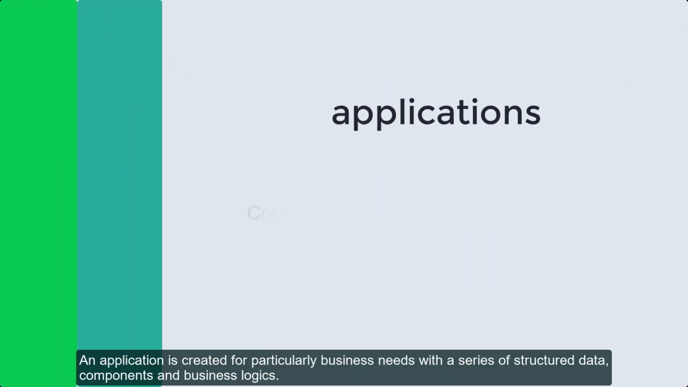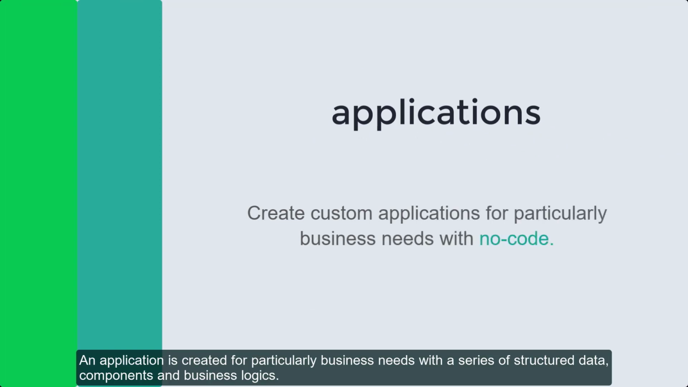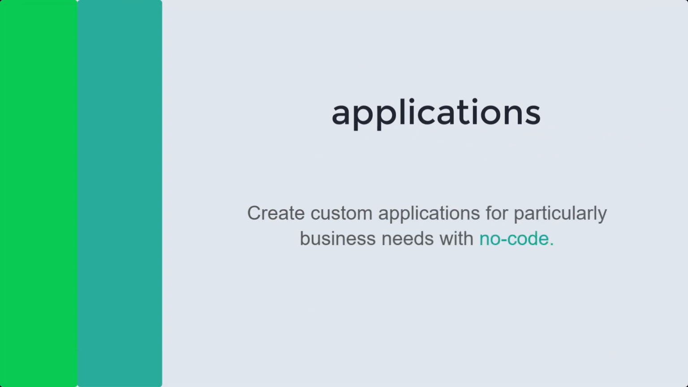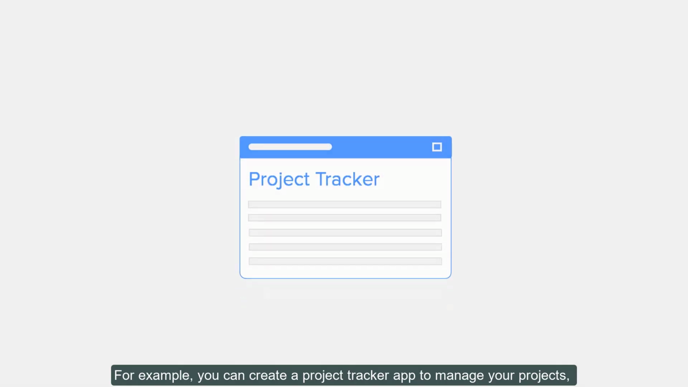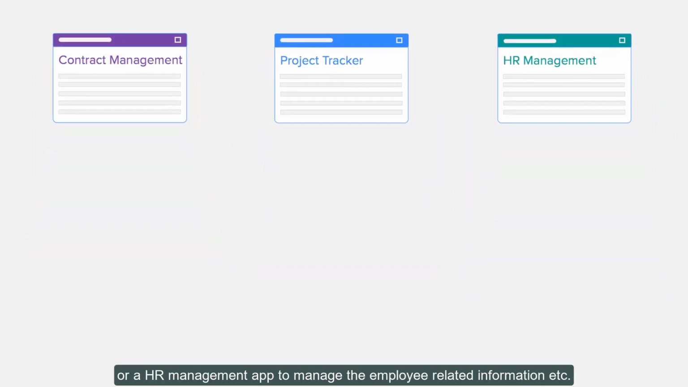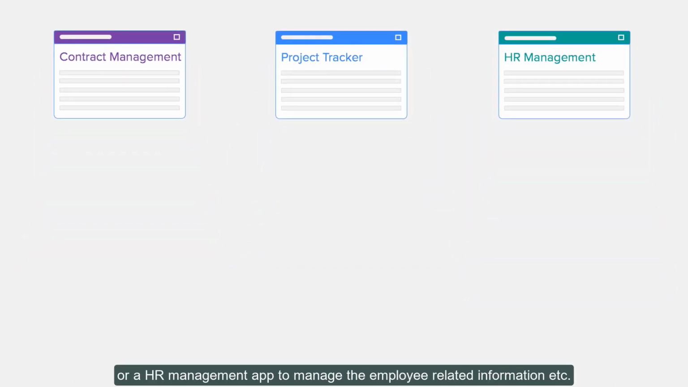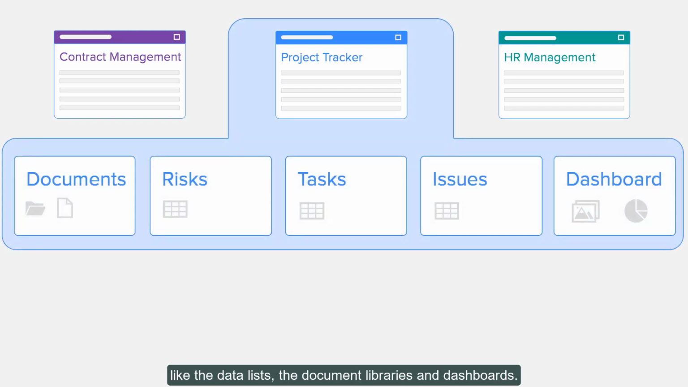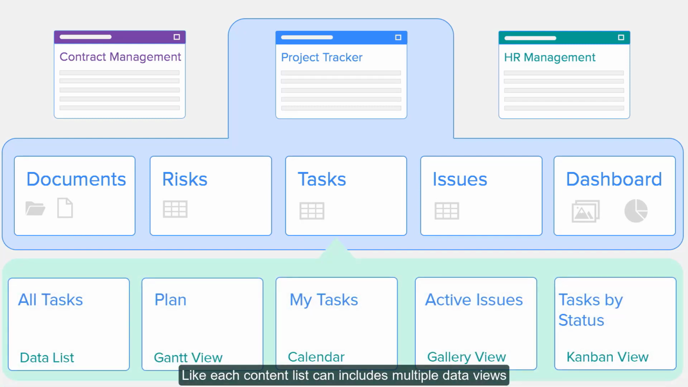An application is created for particular business needs with a series of structured data, components, and business logic. For example, you can create a project tracker app to manage your projects, a contract management app to manage all your contracts including the files and related data, or an HR management app to manage the employee-related information, etc. An application can include different types of components like data lists, document libraries, and dashboards. And each type of component includes managed configuration settings, like each content list can include multiple data views.